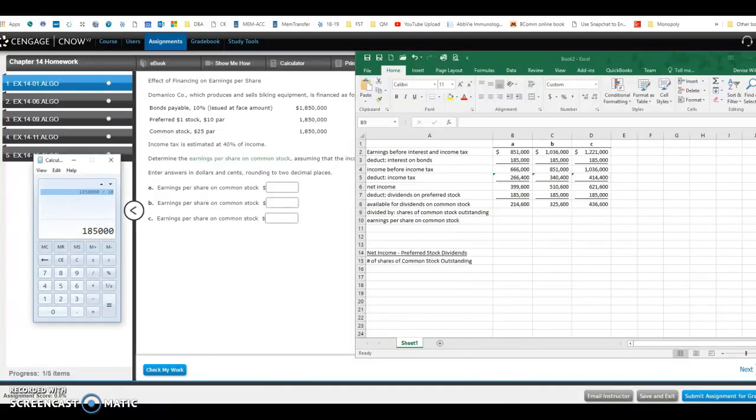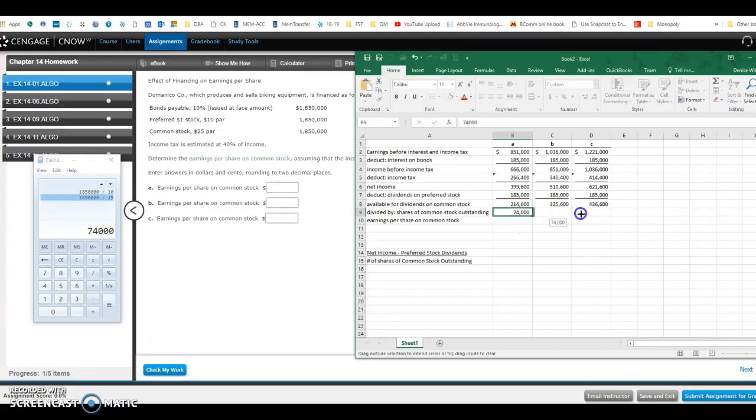Next, I need to come up with the number of shares of common stock outstanding. Okay, bring my calculator up again. I have 1,850,000 in common stock. It has a $25 par, so I have to have 74,000 shares of common stock. Okay, so I'm just going to put that in here. That is the bottom. I've just calculated this right here.